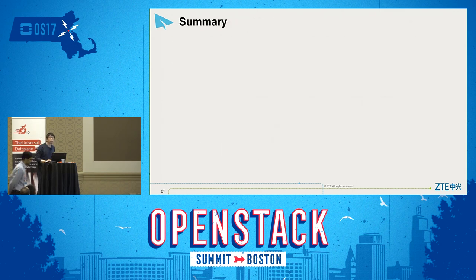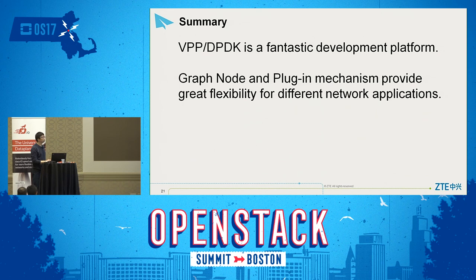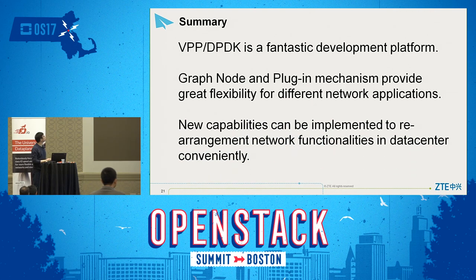Let's go to the summary. Why did ZTE select the VPP DPDK? It is that VPP and DPDK are a fantastic development platform. And the second, for the implementation of VPP, the graph node and the plugin mechanism provide great flexibility for different network applications. It means that it is easier for developers to develop new functionality. And the third, new capabilities can be implemented to rearrange network functionalities in the data center. Okay, that's all.